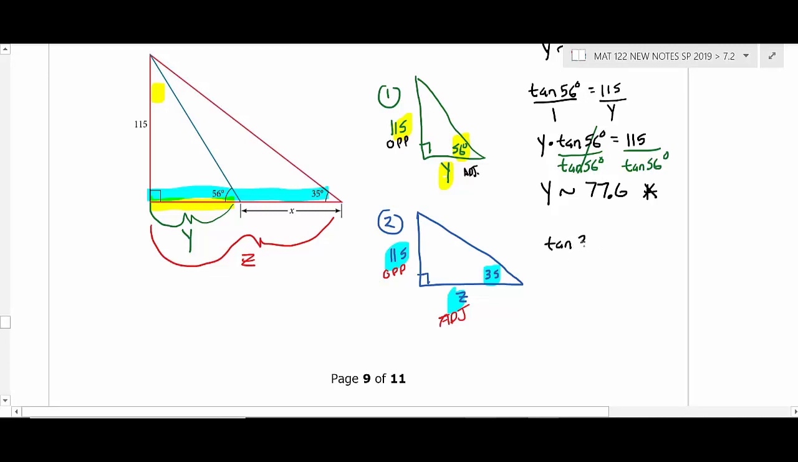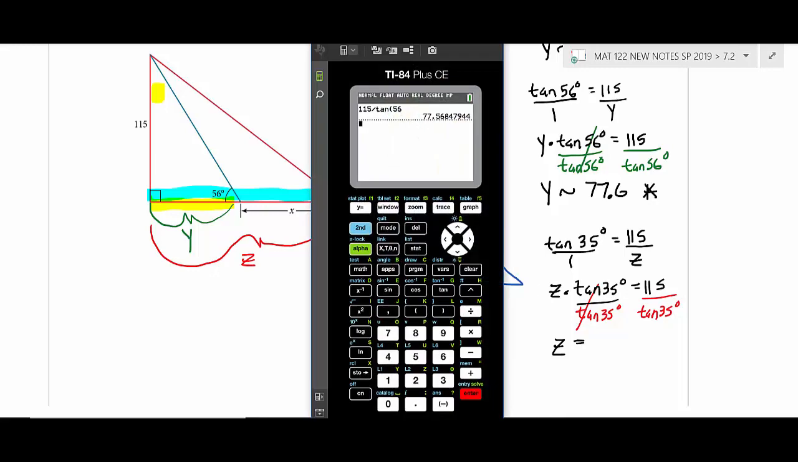The tangent of 35 degrees is equal to opposite, 115, over adjacent, where we're using the z. I put the tangent over 1 just to see that you have a proportion, and you're going to cross multiply. Okay, so I cross multiply. I'm going to have z times tangent of 35 degrees equals 115, like that. Okay, then I divide both sides by tangent of 35 degrees. And then I'll go to the calculator, and then we should be able to get the whole problem put together here, okay. All right, so I'm going to go ahead and do this on my calculator.